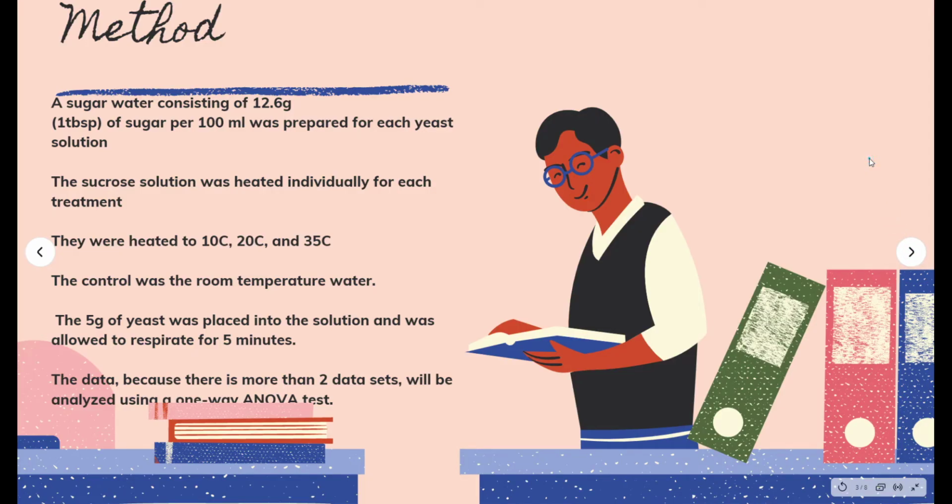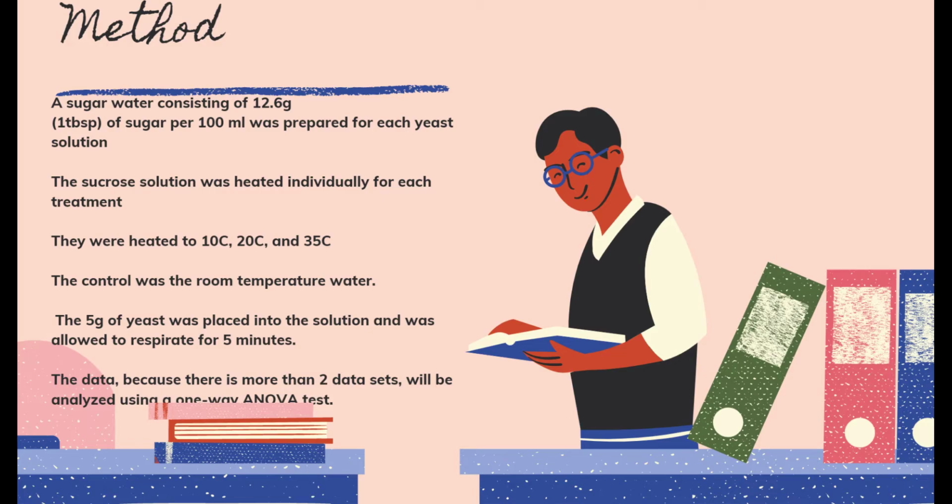So, how this was done was a sugar water or a sucrose solution was prepared for each yeast, and the sucrose solution was heated individually for each treatment. So they were heated to 10 Celsius, which was our cold water, 20 Celsius, which was our room temperature water, and 35 Celsius, which was our warm/hot water.